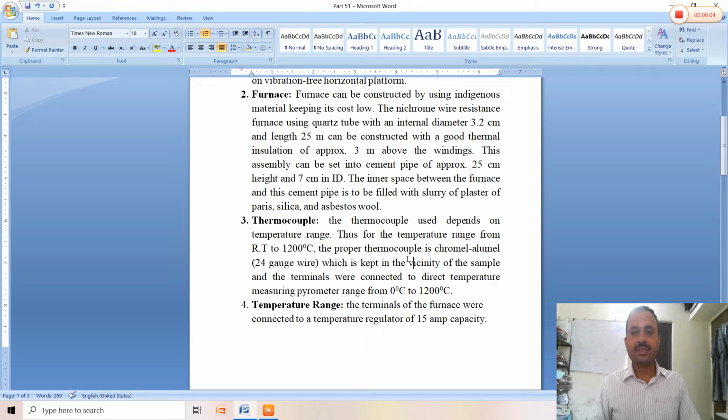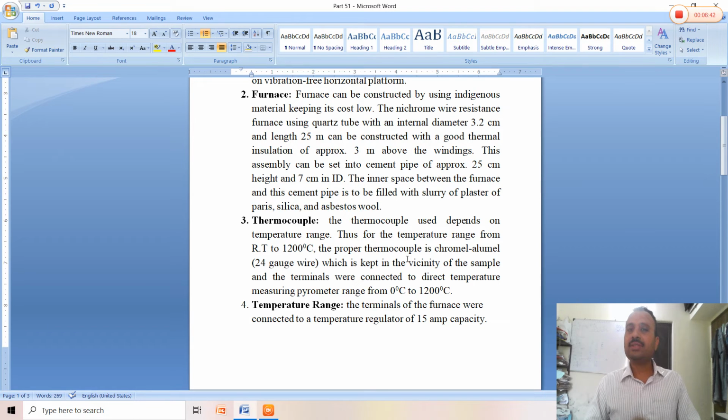Thus for the temperature range from room temperature to 1200 degree centigrade, the proper thermocouple is chromel-alumel. Chromel-alumel with 24 gauge wire is generally employed as a thermocouple, which is kept in the vicinity of the sample, and the terminals are connected to a direct measuring pyrometer ranging from 0 degree to 1200 degree centigrade. With the help of a dimmer, we can vary the temperature readings.